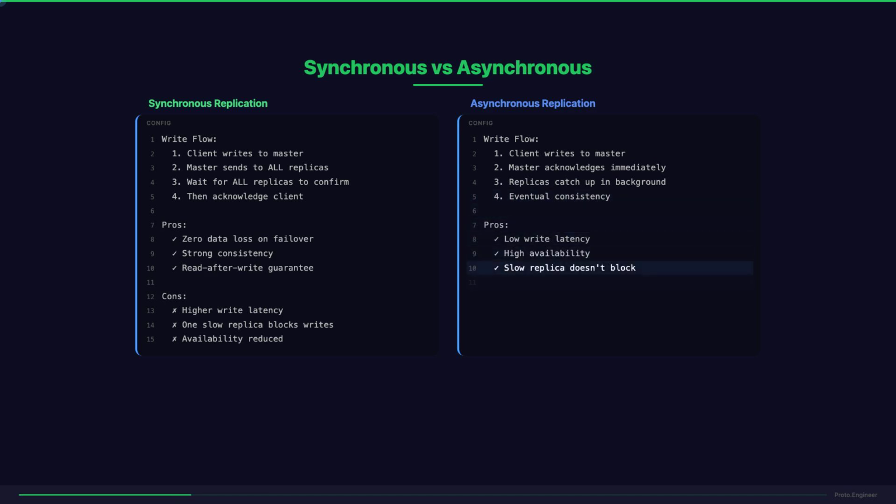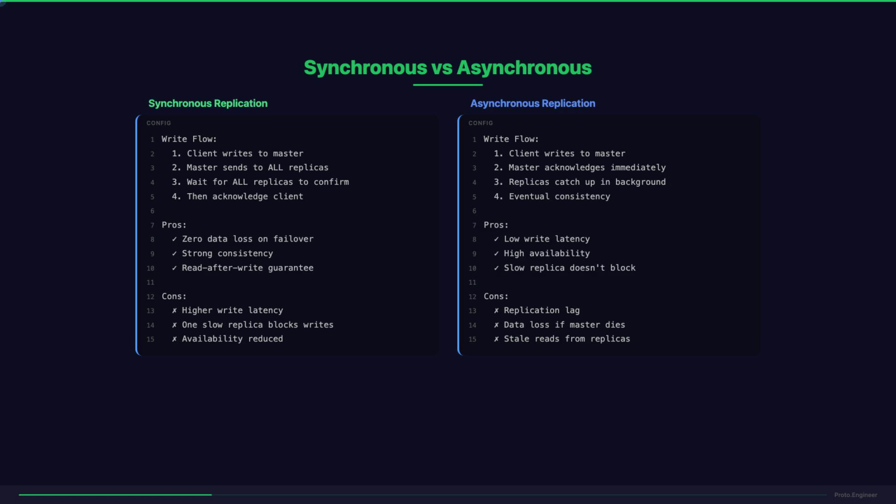With asynchronous replication, the master acknowledges the write immediately after storing it locally. Replicas catch up in the background. The advantage is low write latency. Writes are fast because they do not wait for replicas. A slow replica does not block anything.